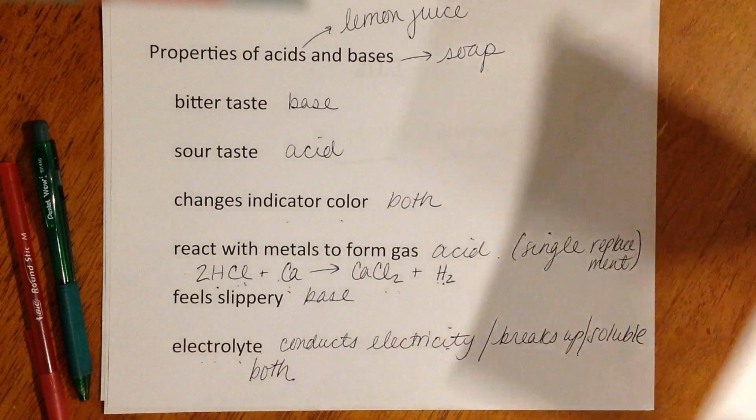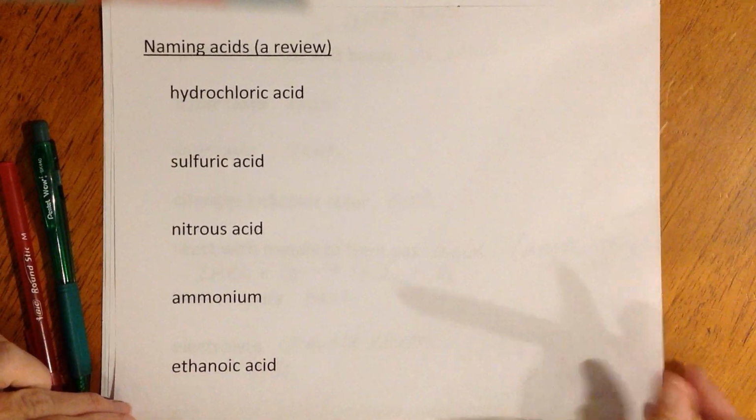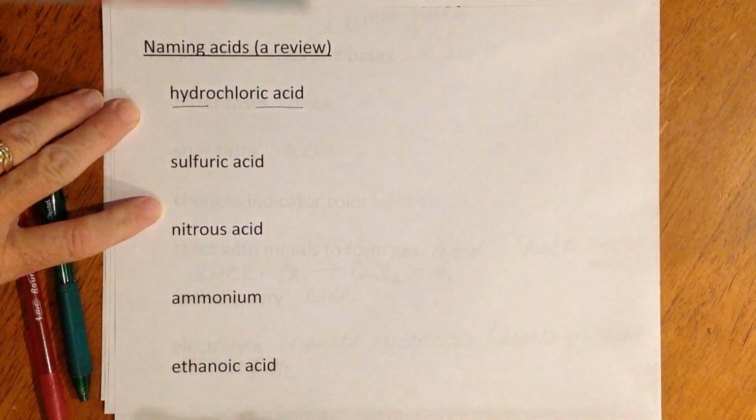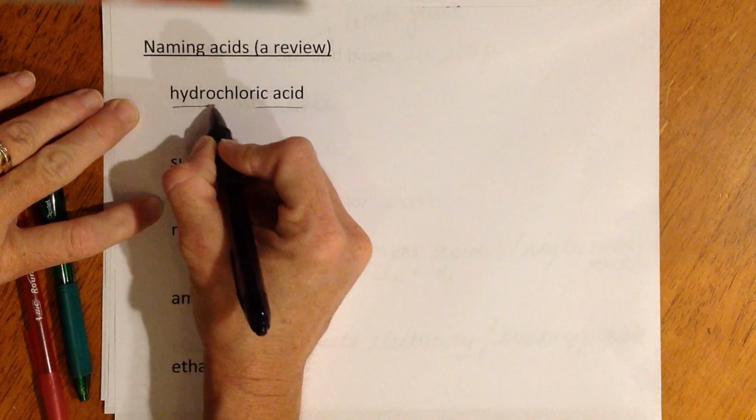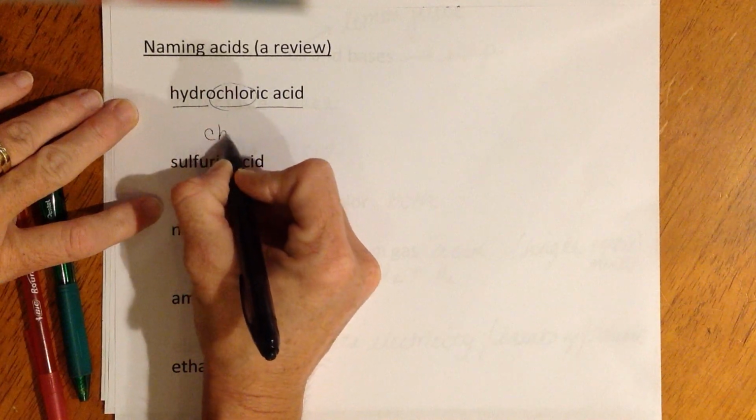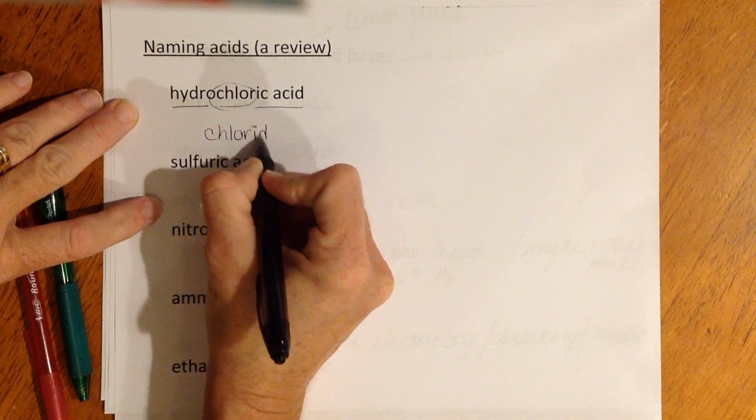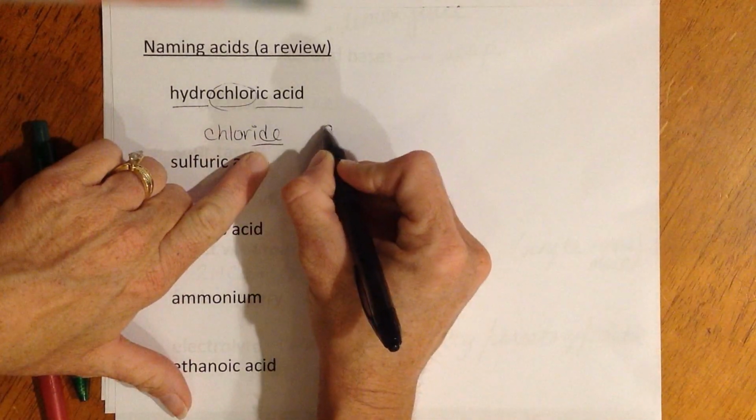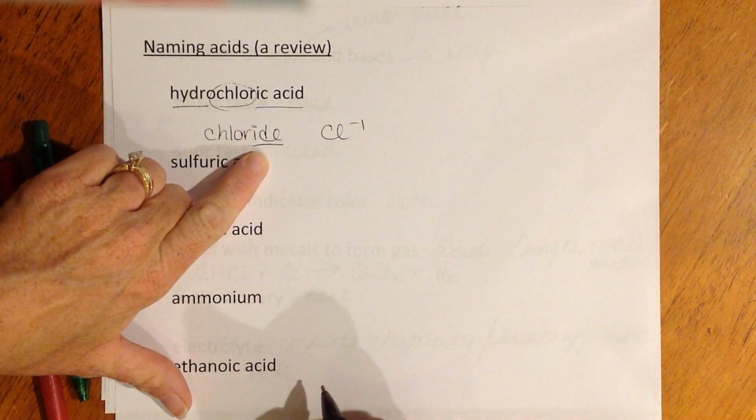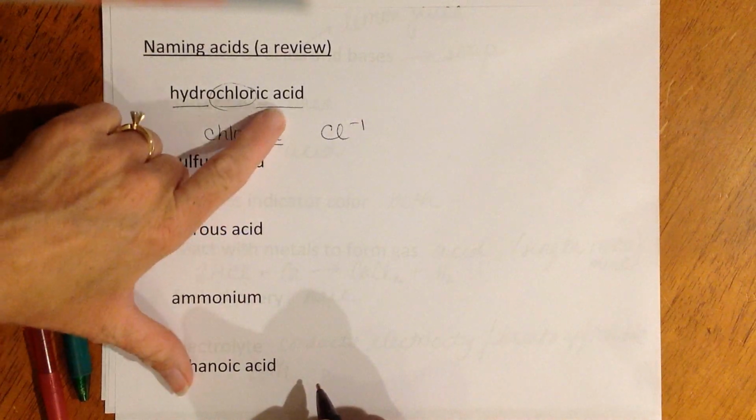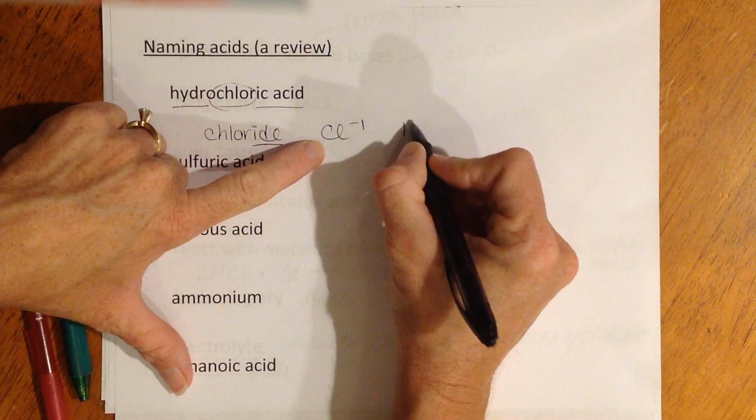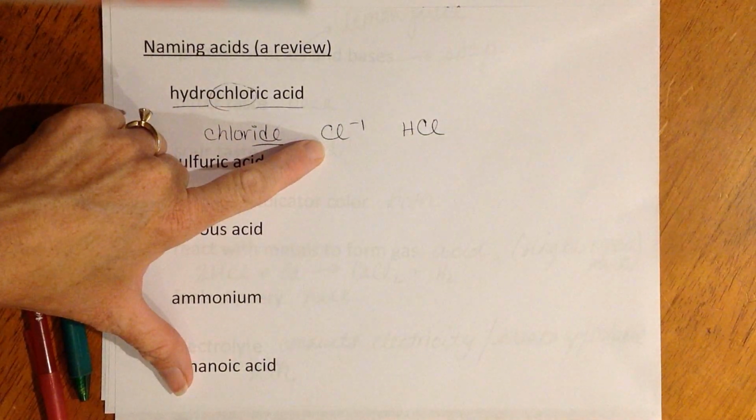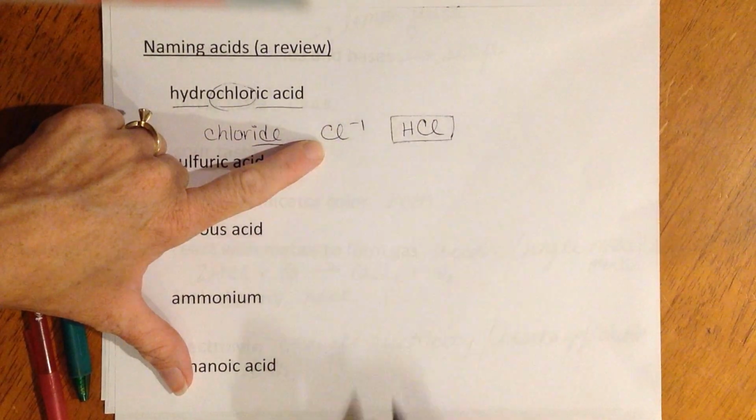Scooching on, naming acids, and this is all just a review. So if it begins with hydro and ends with ic acid, it means the base used to be an ide ending. And since the formula for chloride is Cl-1, it will take one acidic H to balance the charge of the -1 charge. So the formula when you're done, HCl.